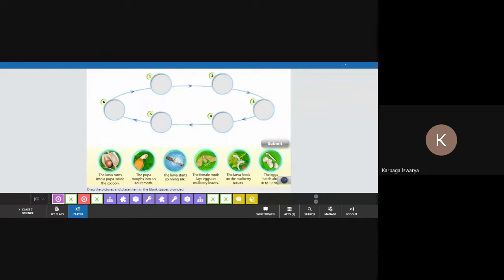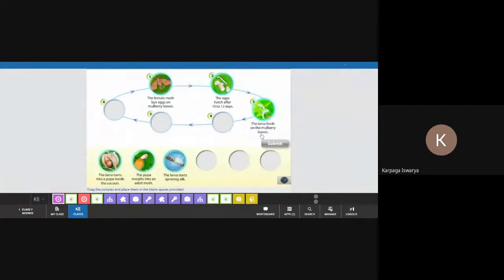Now, coming to here, can you guess which matches the first circle? First, the female moth lays eggs on the mulberry leaves. Next, after laying eggs, the eggs hatch 10 to 12 days later. Once hatched, the egg becomes a larva, and this larva feeds on the mulberry leaves. Now can you see first here an adult moth that lays eggs. Once the eggs have been laid, the eggs hatch into a larva. Can you see here?